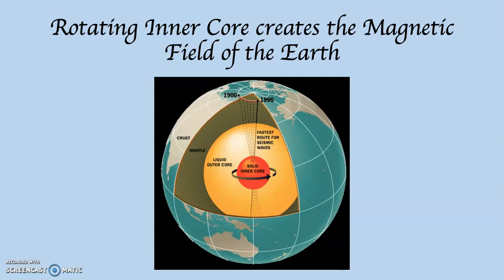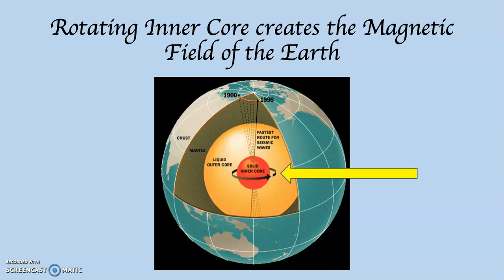And in fact, if you look at this diagram, you can see that if you're holding a compass in 1900 in the northern hemisphere, the compass is going to point to a different place in 1900 than it did in 1996, because the magnetic North Pole moves as a result of this rotation and the currents that are happening within the core.